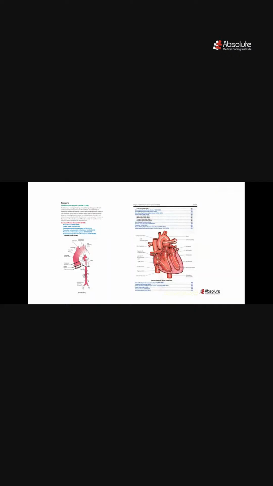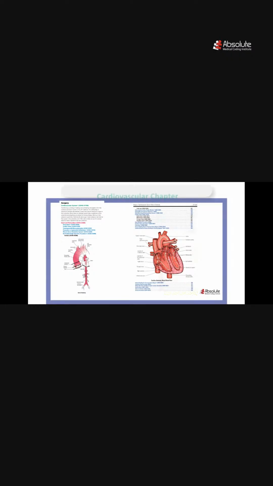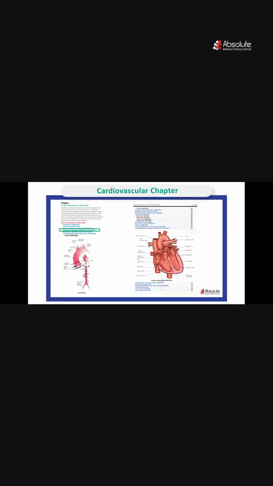Okay, so before we begin, let's talk about where to find the pacemaker and defibrillator codes in your CPT manual. You will find these under the Surgery section, specifically under the Cardiovascular System. And the pacemaker and defibrillator code range is from 33202 to 33275.